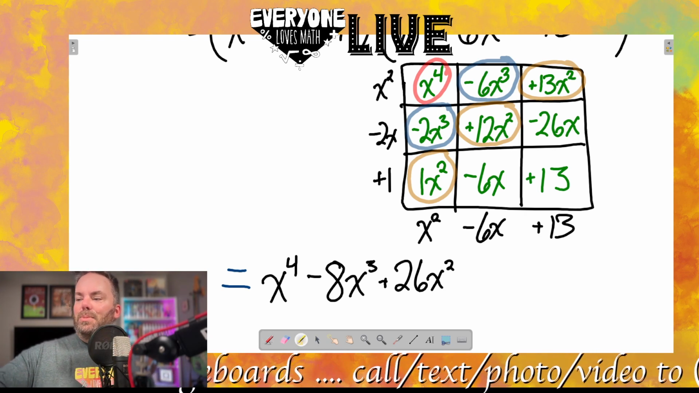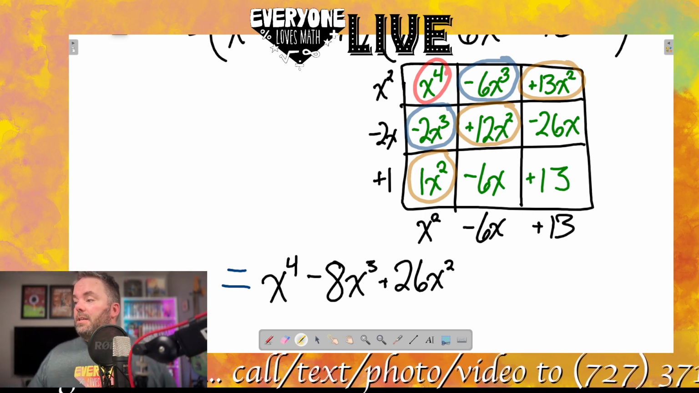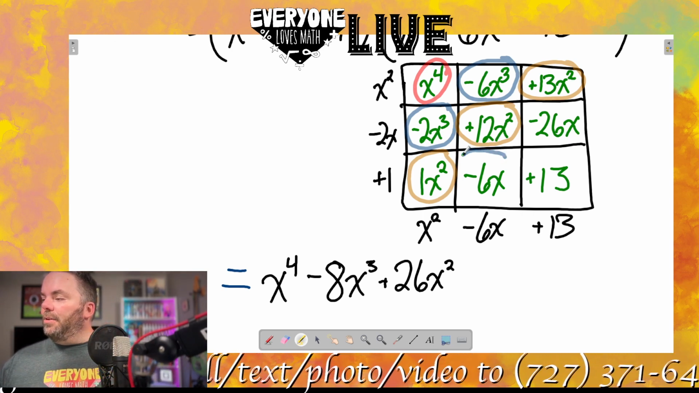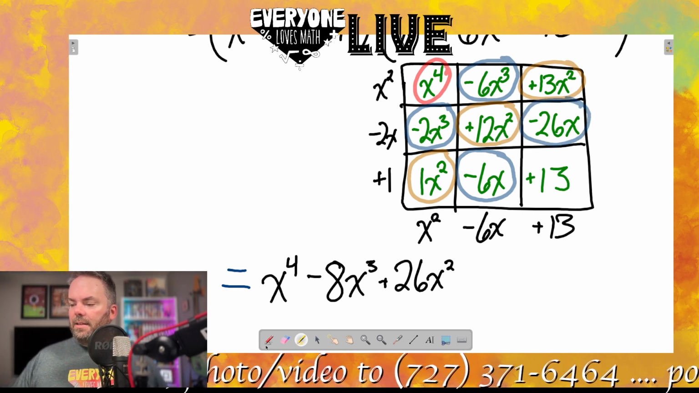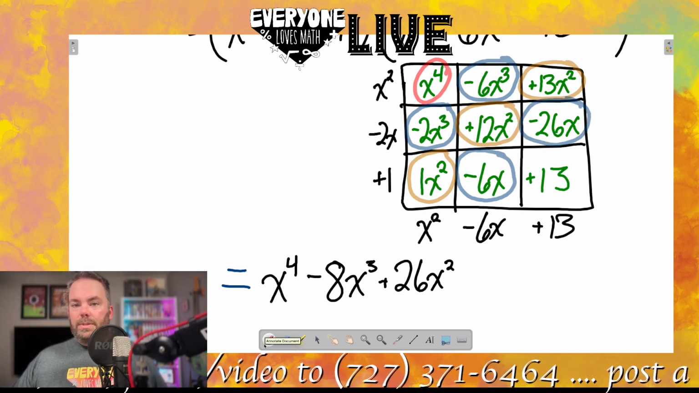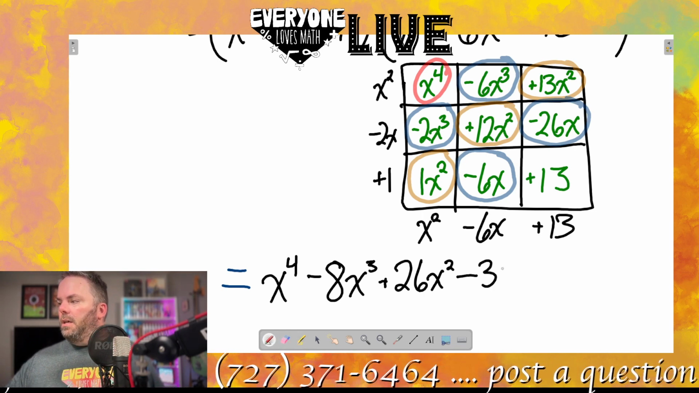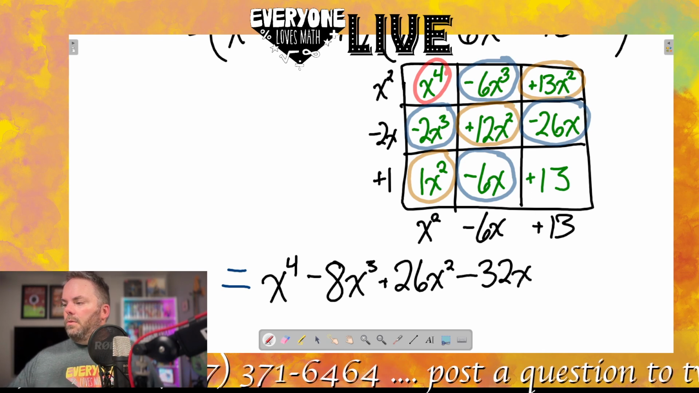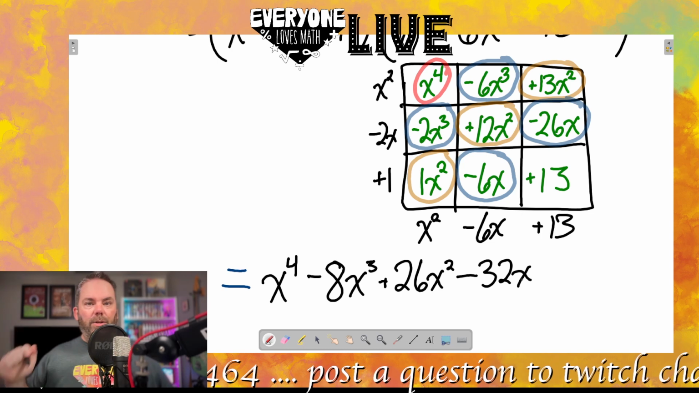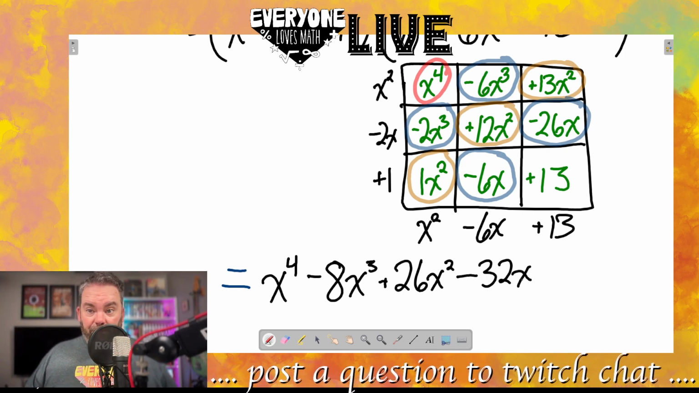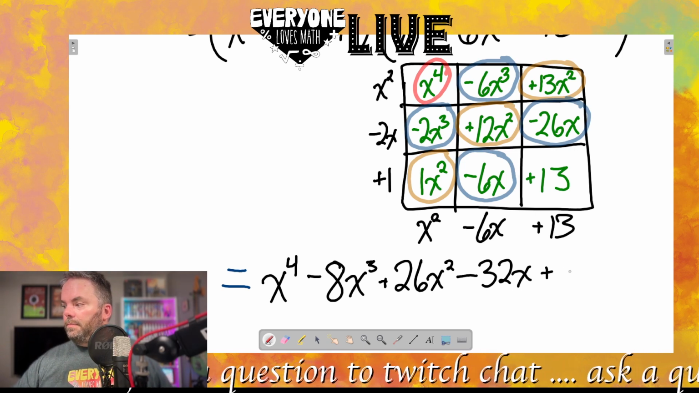All right. So we did x to the fourths. We did the x to the thirds. We did the x squareds. Now it's time to look for the x's that go together. So I see a negative 6x and a negative 26x. Those are like terms. The answer is going to be negative. How about minus 32x? Right? Negative 6, down 26 more, would be negative 32x. And then finally, there's a plus 13.